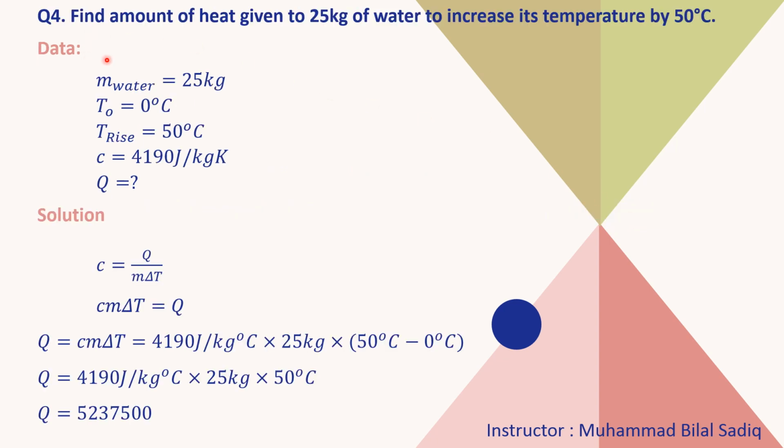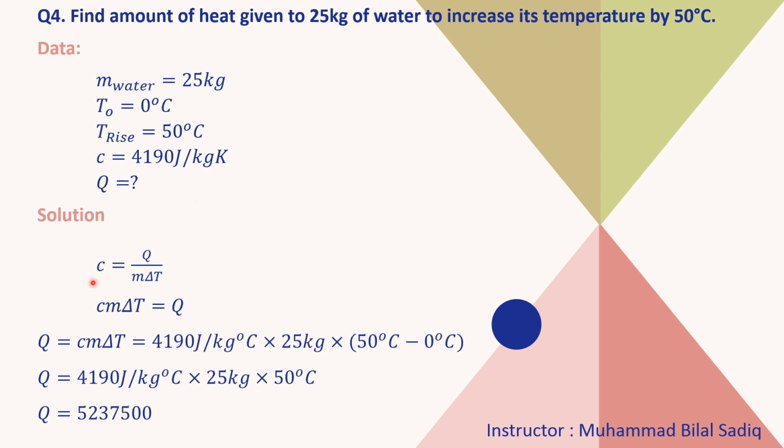Next question number 4, find the amount of heat. So you need to calculate the value of Q given 25 kilogram of water. So the mass of water is given to you, that is 25 kilogram. To increase its temperature, you increased the temperature by 50 degree Celsius. So initial temperature let's say is 0 degree Celsius. Final temperature is 50 degree Celsius. So delta T would be 50 degree minus 0 degree.